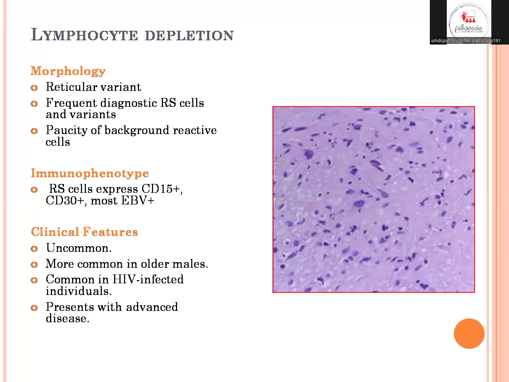Lymphocyte depletion variant is a very reticular variant and contains frequent diagnostic Reed-Sternberg cells and variants, with paucity of background reactive cells. On IHC, they express CD15 and CD30, with mostly EBV positive patients. Clinical features: it is an uncommon type, occurs in older males, is common in HIV-infected individuals, and presents with advanced disease.